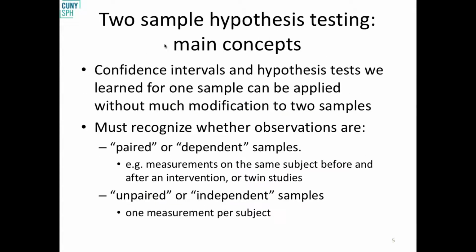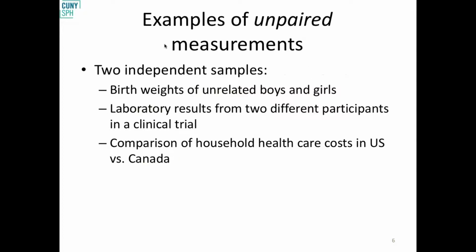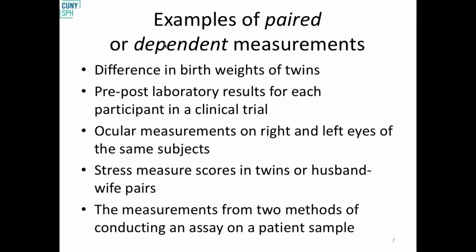Okay, here's an example of the t-test. Paired or dependent samples, independent samples. Paired is generally also called dependent samples. Unpaired or independent samples means 2 groups, basically 2 different groups of people. Independent samples: birth weights of unrelated boys and girls. Laboratory results from 2 different participants in a clinical trial, person A and person B, one took the placebo, one took the drug. Comparison of household health care costs in the United States versus Canada: different populations, taking samples from different populations.